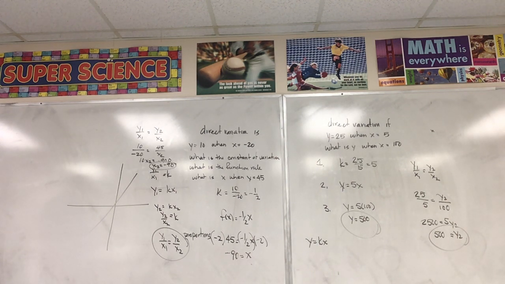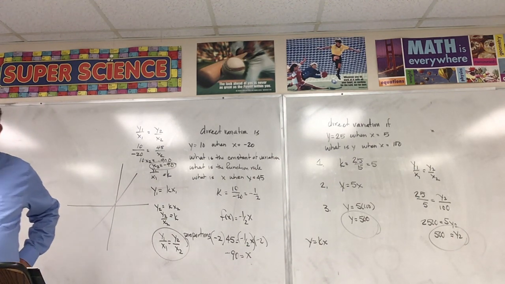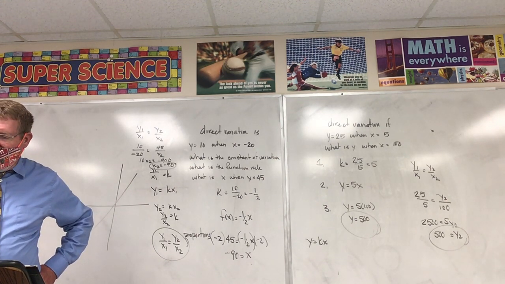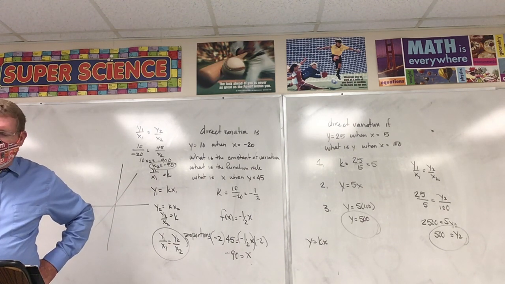So if you look on page 70. That's not what I want. Alright, 71. Let's look at 71, number 8. Page 71, number 8. So I ask, determine whether y varies directly with x. Is it a direct variation? How will we tell?